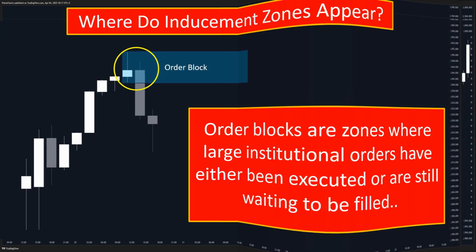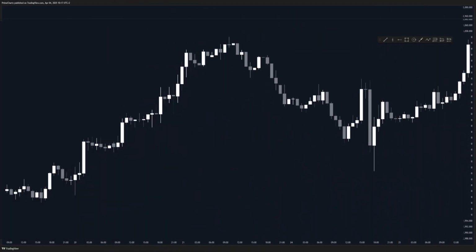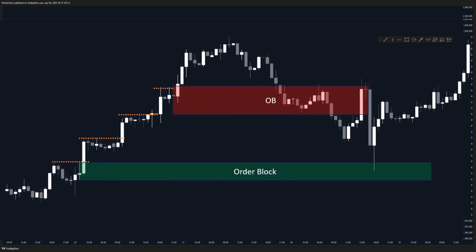Let's dive deeper. Let's take a closer look at how inducement plays out in real market conditions. In this case, price is making a series of break-of-structure moves to the upside, creating multiple bullish order blocks along the way. Everything seems to be lining up for a continuation, right? Not so fast. Here's what happens next.